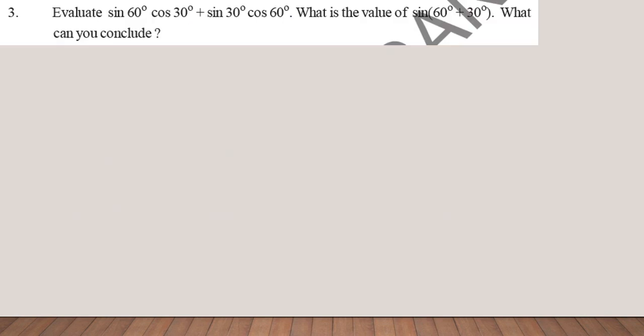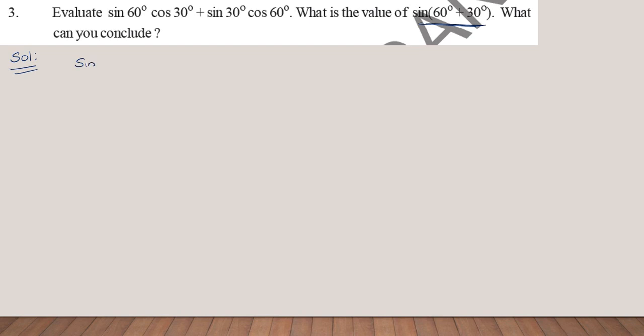Next, moving on to question number 3. So what is given? Evaluate sin 60 degrees into cos 30 degrees plus sin 30 degrees into cos 60 degrees, right? Evaluate means you need to find out the value, right? Next, what is the value of sin of 60 plus 30 and what can you conclude? So what is your observation? That is what he is asking you to find, right?